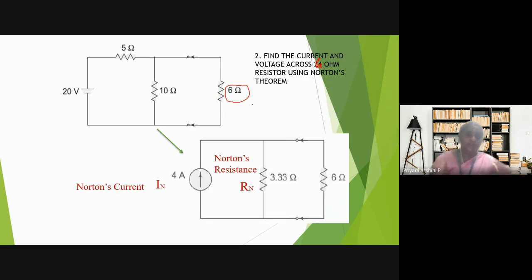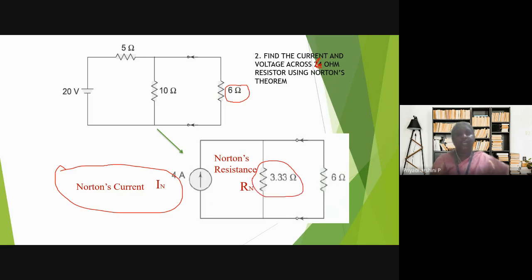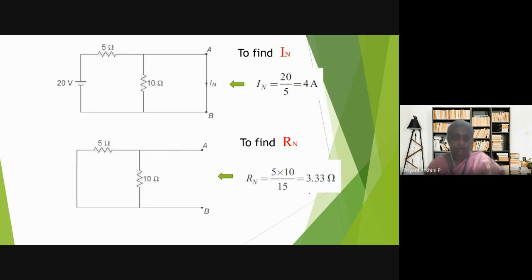So what do we have to find? First we have to find the equivalent current, or Norton's current. The next is to find the equivalent resistance. We will see how to get these values, and then I will draw the diagram.